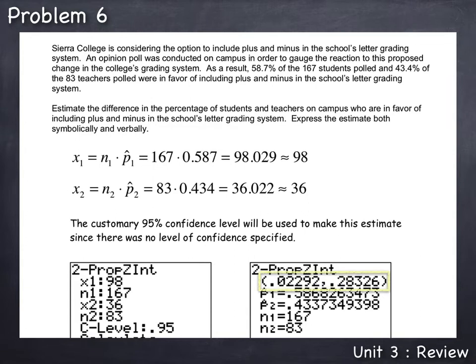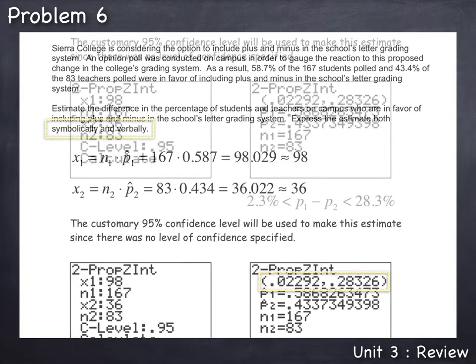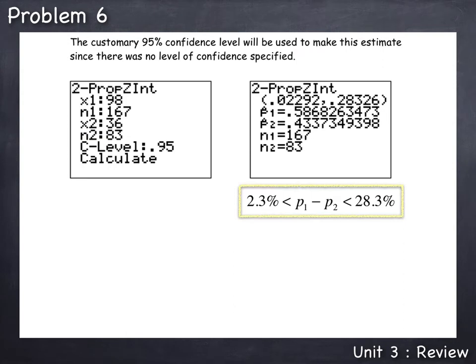Now we're ready to express our confidence interval both symbolically and verbally. Symbolically, the estimate of the difference in two population proportions is written as p1 minus p2: the minus or subtraction for the difference, p1 and p2 for the two population proportions. In an interval, symbolically, we surround it with the less than signs to indicate that this is being estimated to fall between the lower limit, which is on the left, and the upper limit, which is on the right.